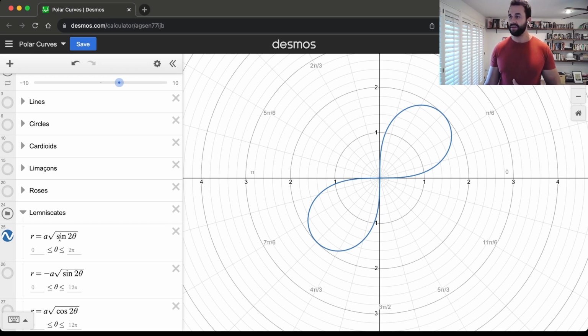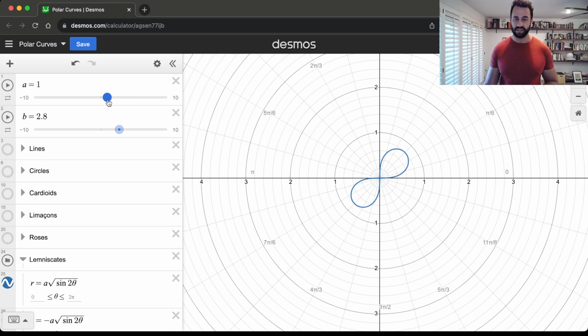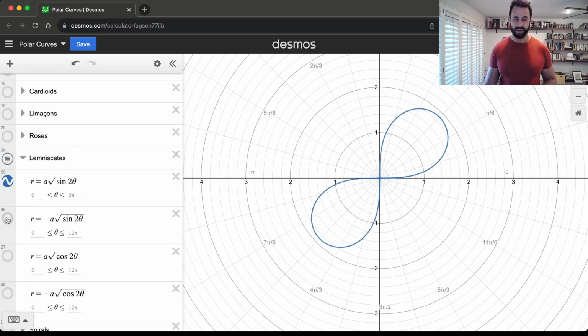But generally they're given not as a function of theta, but they're written as r squared equals something. So like r squared equals a squared sine 2 theta. And that's what you get. So it kind of just looks like this. They're basically infinity signs, the infinity symbol but rotated at an angle. That's what a lemniscate is.